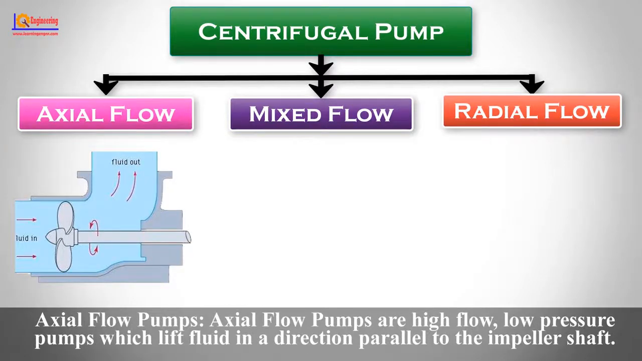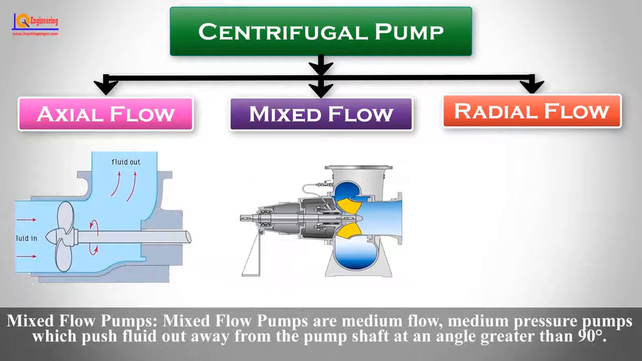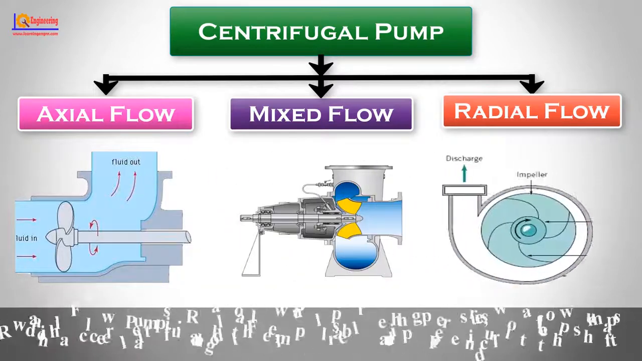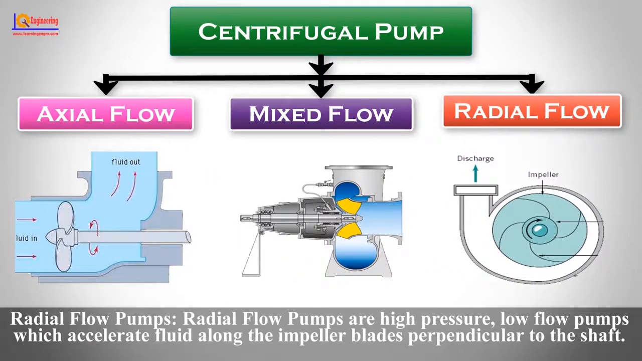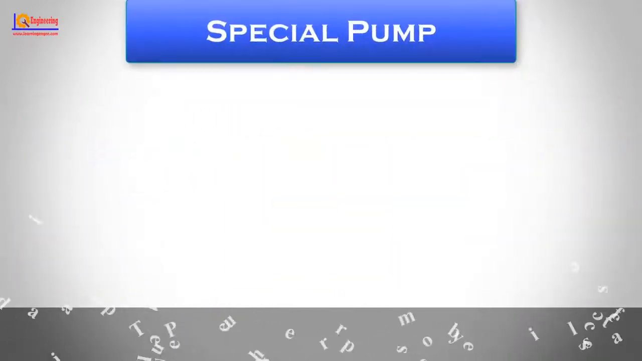Axial flow pumps. Axial flow pumps are high flow, low pressure pumps which lift fluid in a direction parallel to the impeller shaft. Mixed flow pumps. Mixed flow pumps are medium flow, medium pressure pumps which push fluid out away from the pump shaft at an angle greater than 90 degrees. Radial flow pumps. Radial flow pumps are high pressure, low flow pumps which accelerate fluid along the impeller blades perpendicular to the shaft.